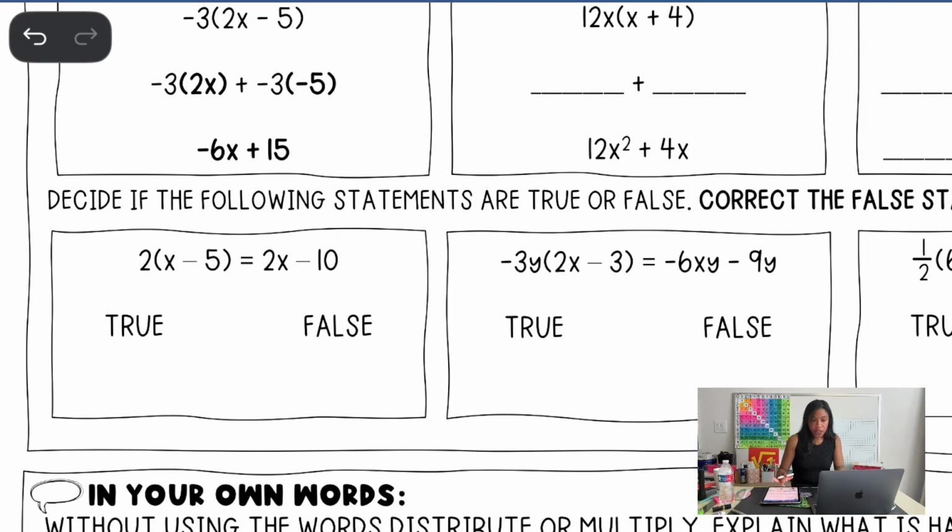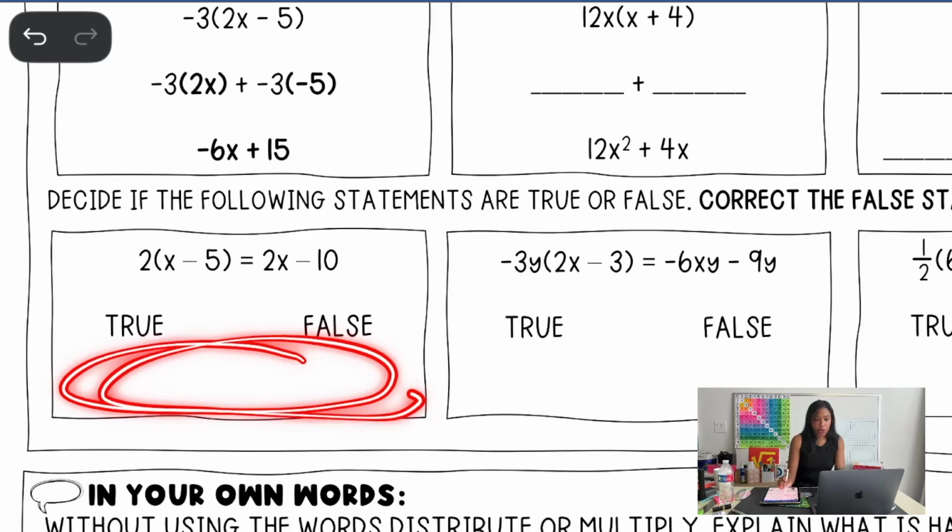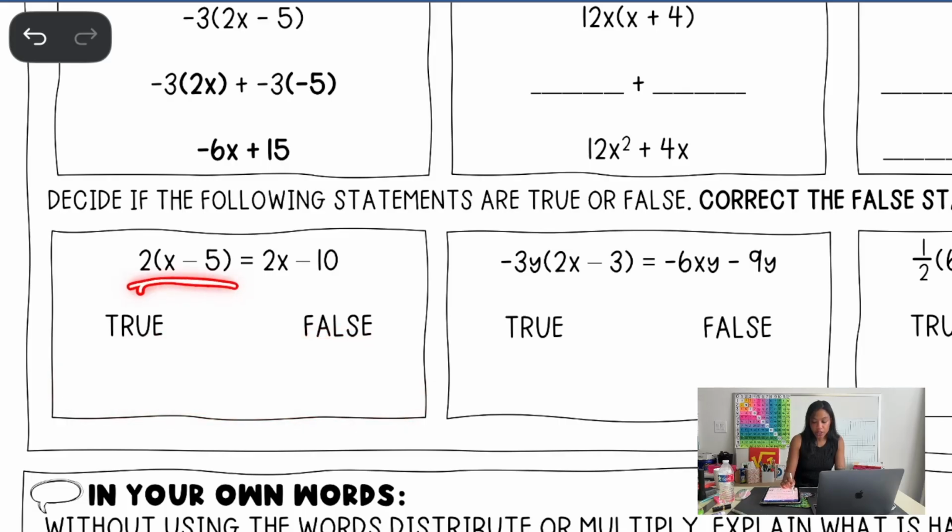Then underneath it, you are going to decide if these statements are true or false. You're going to have to use the distributive property to expand the expression on the left, decide if it equals the expression on the right, and select true or false. If it's false, then down here, you are going to correct it. Write the original expression and then write what it actually distributes to.